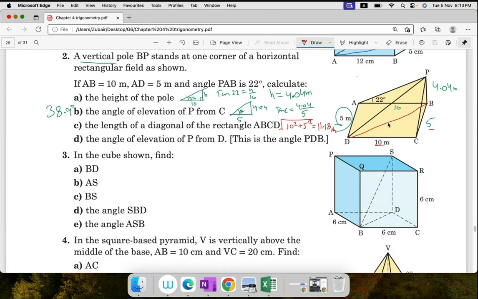Last part says the angle of elevation of P from D. So I already have this length, which is 11.18. We already have PB, which is 4.04. So angle of elevation of P from D is tan of D is equal to perpendicular over adjacent side. So angle D is shift tan 4.04 divided by 11.18, which is 19.867. So to one decimal place it is 19.9 degrees.